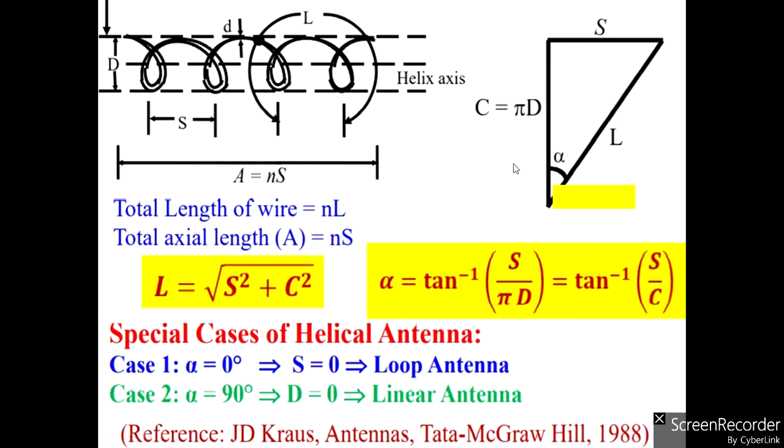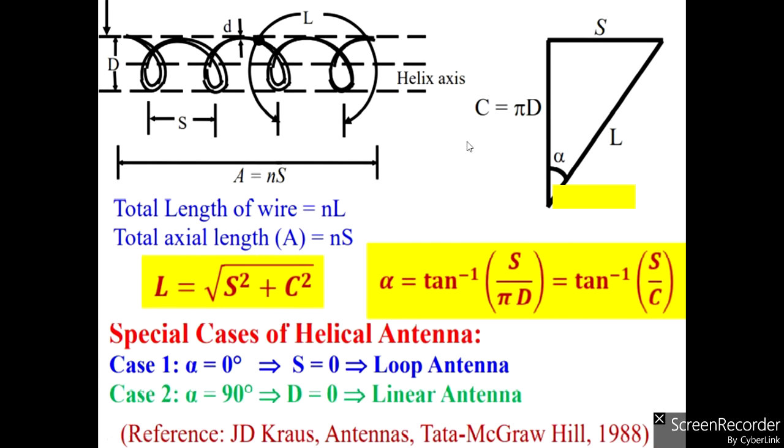Now we can see that S is the distance between the two loops here, and L is the complete length of one loop, and what is C here? C is pi times d. Now this length, the perpendicular axial length, or the distance from one end of the coaxial cable to the other end, whatever we have taken, has been taken as C, this 5 times D.